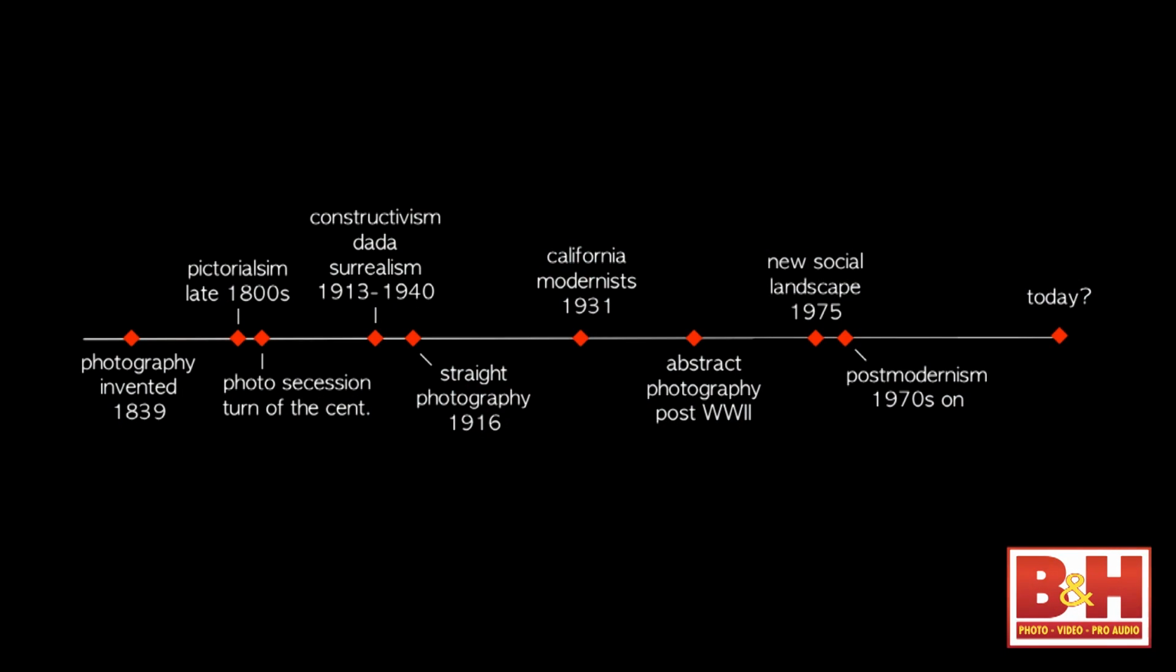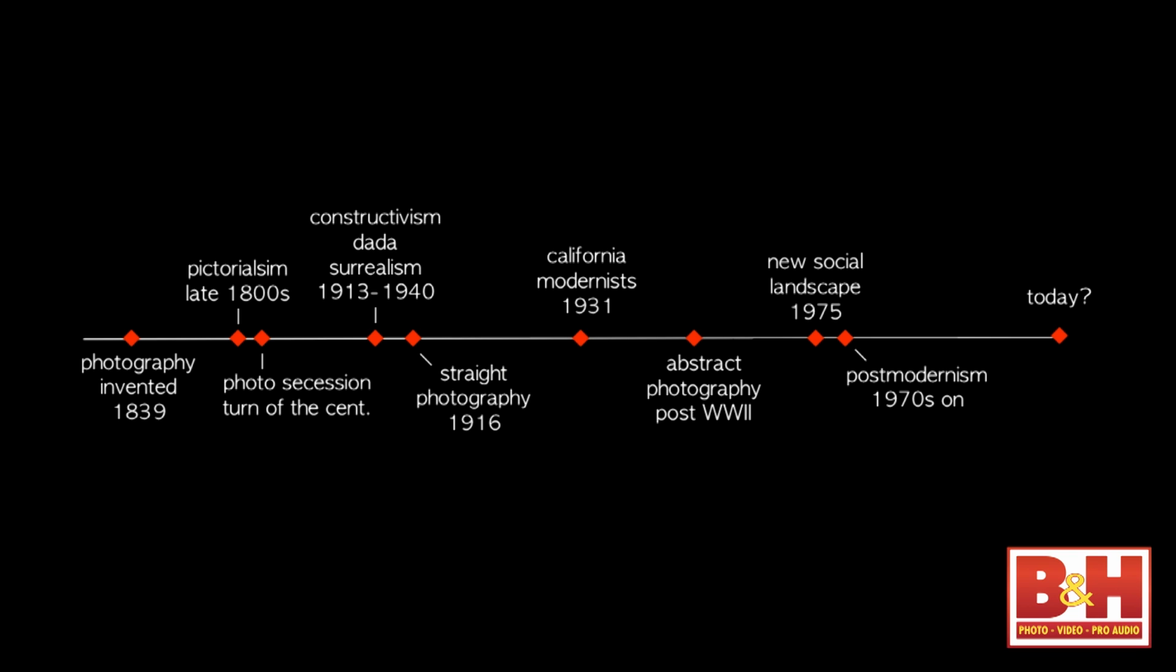So here's our timeline. Photography was invented or discovered in 1839. We're going to talk about pictorialism and photo secession, which was the same era. We're going to move on to constructivism, Dada, and surrealism. Then, we're going to talk about straight photography. Now, some of these movements happened from here all the way to here. I mean, we still see straight photography today. We saw it heavily in the 60s, and we saw it back as early as 1916.